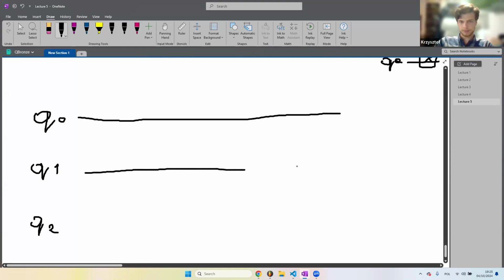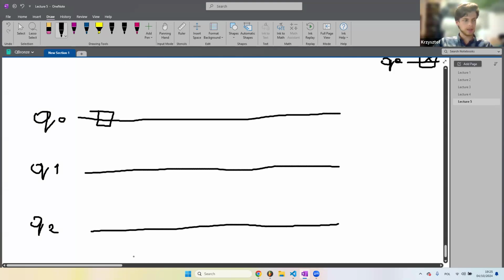So once again, we start by forming a superposition of all of the qubits. So here we apply Hadamard and also Hadamard. Here we prepare our auxiliary qubit in the form of an X gate followed by a Hadamard gate. So this is the initiation step.